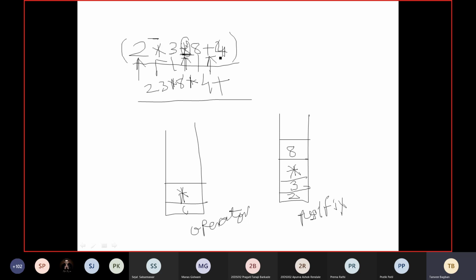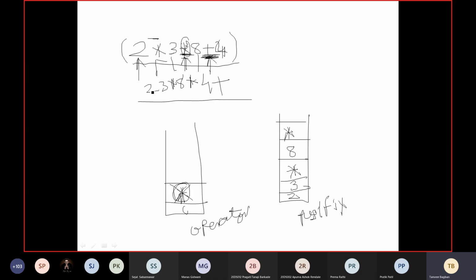Now again, plus is the current operator, and on the top of the stack, there is a multiplication. So multiplication has higher priority than plus. Whenever there is an operator having higher priority than plus, remove it and push it onto the postfix stack. So this multiplication is removed and pushed onto the stack.